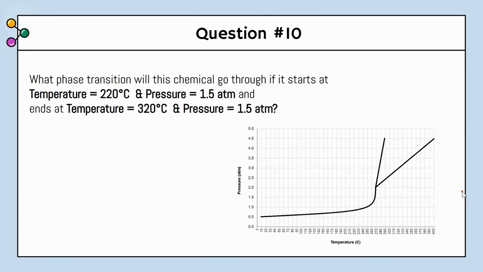On the next slide, what phase transition would occur if this chemical started at 220 degrees Celsius and a pressure of 1.5 atmospheres, and it ended at 320 degrees Celsius and a pressure of 1.5 atmospheres? Go ahead and answer on your screens. If I label my different sections, I can see that this chemical is going from the solid to the gas phase. It's starting here, ending here. And we said that a solid to gas phase transition was sublimation.